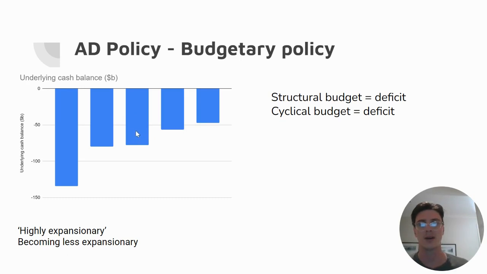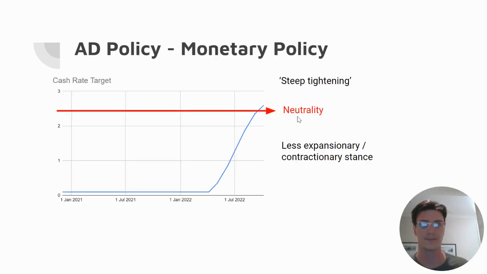Again, if you're one of those particular students looking at the difference between the structural and the cyclical component of the budget, remember the structural component is the component that the government has actually made some discretionary changes around. That's in deficit, which means they're spending more than they're earning. And also the cyclical budget, or the automatic stabilizers, are also in deficit. So that's the tax revenue collected versus welfare paid.